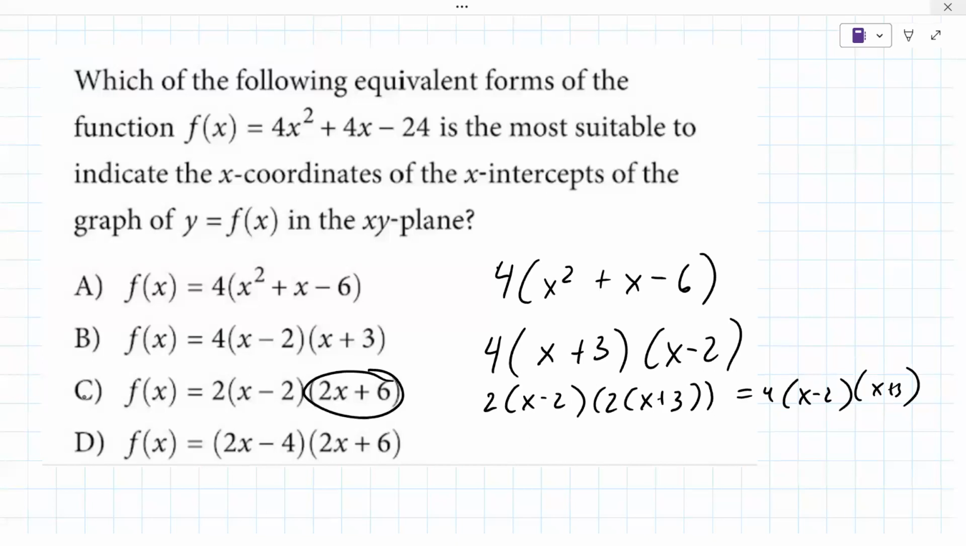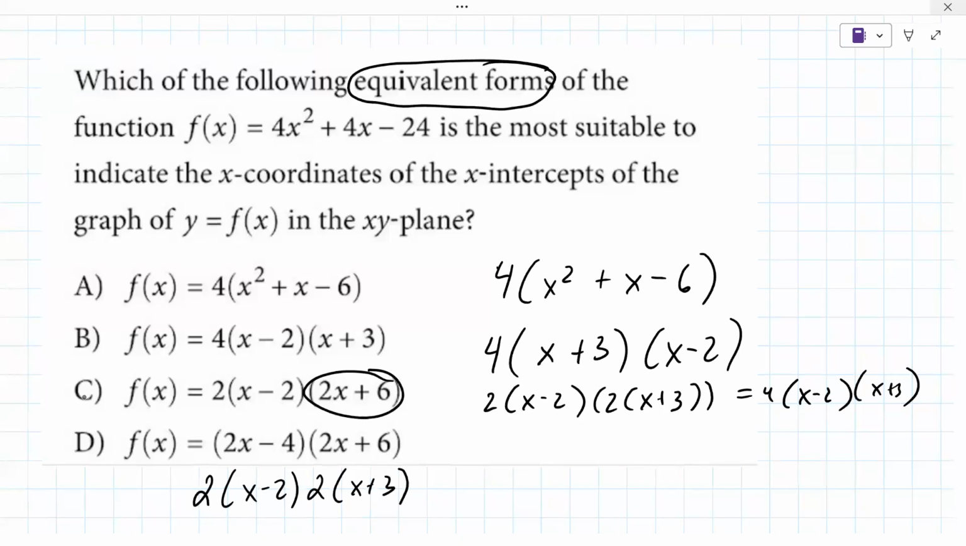And then the last one here, well, it's kind of the same deal. If you factor two out of the first one and a two out of the second one, they're all correct, meaning they're all equivalent. And they're actually telling you that if you read the question, saying which of the following equivalent forms? Well, they're suggesting that maybe they're all equivalent.